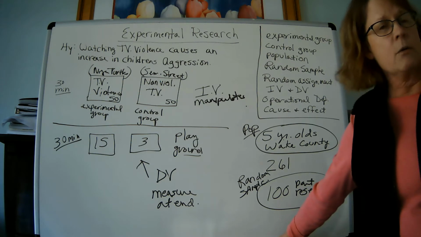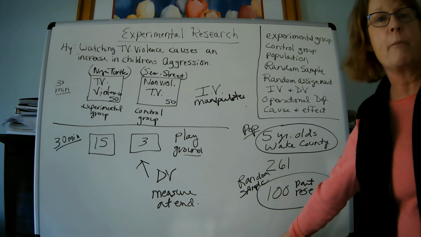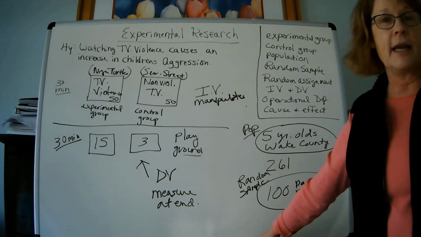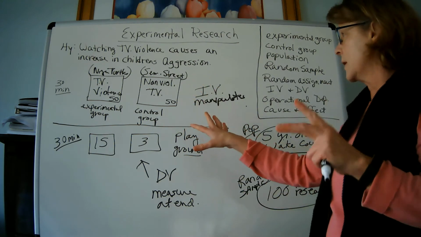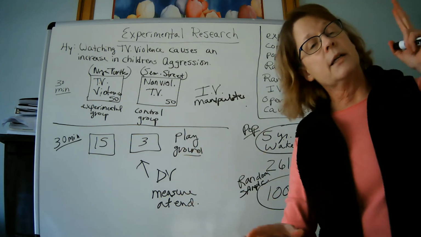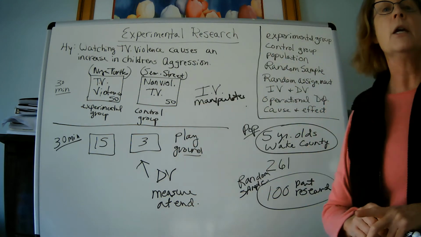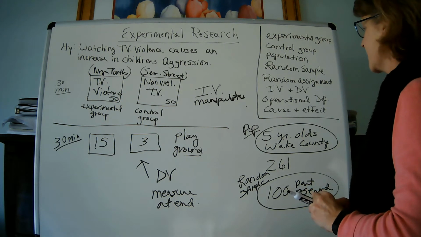And I have posted a worksheet in this lesson that you can work with that'll give you more practice in identifying independent variables and dependent variables. And on your test, I'll give you a research example and I'll ask you to identify the experimental group, the control group, the IV, the DV. So it's something you want to become comfortable being able to do.